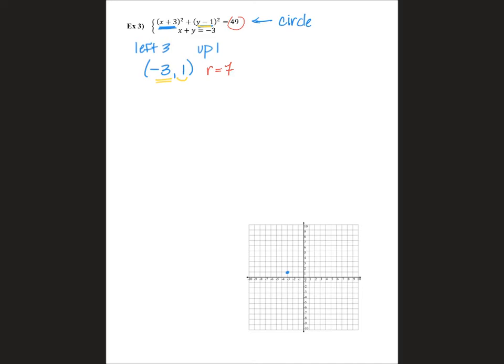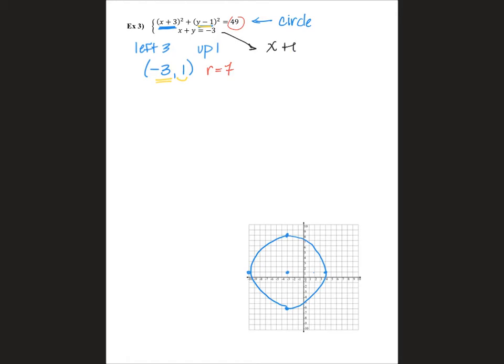So here I have 1, 2, 3, 4, 5, 6, 7. I'm going to have a point here. Also up, that's going to give me a point here. To the left 7: 1, 2, 3, 4, 5, 6, 7. And down 7. Now I'm going to do the best I can to draw a circle. Let's say it's going to look like this. Not bad for freehand.